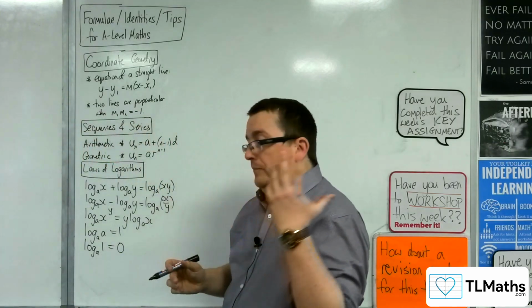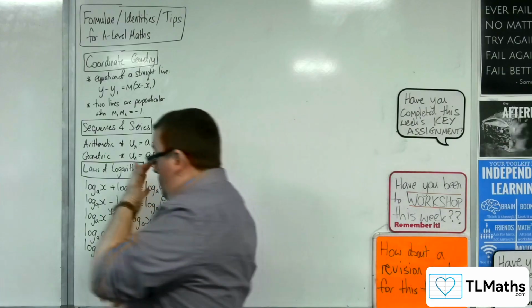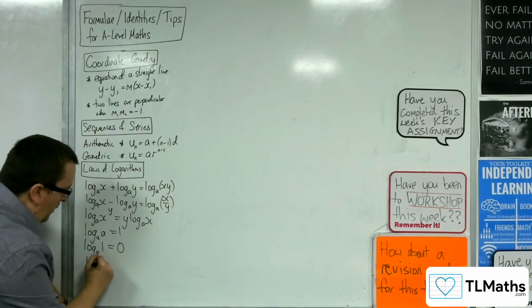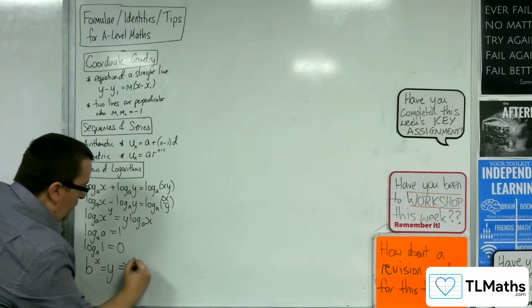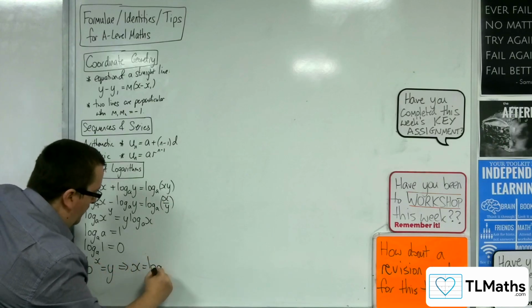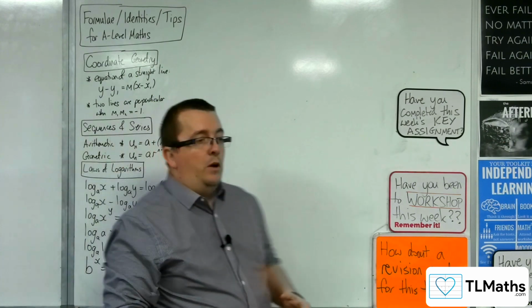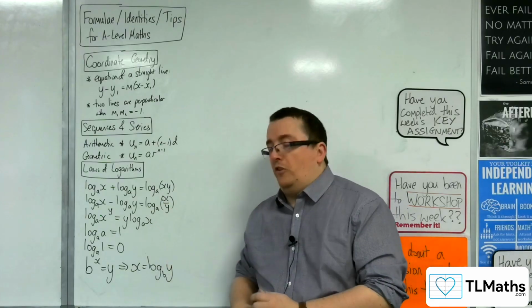Okay, now you also need to make sure that you can convert from exponential to logarithmic form. So b to the power of x is equal to y converts to x being log base b of y. Okay, so you must make sure you know all the logarithm laws and also how to convert from exponential to logarithmic.